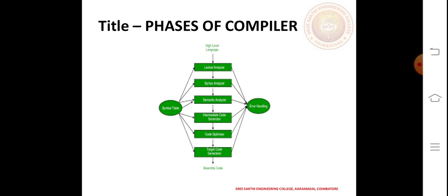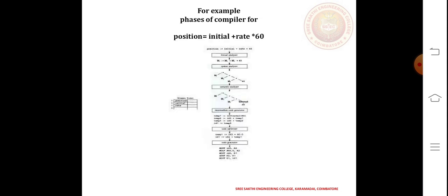The first three phases, that is the lexical analysis phase, the syntax analysis phase, and the semantic analysis phase, are called the analysis phase. And the intermediate code generation phase, the code optimization phase, and the target code generator, all these three phases are the synthesis phase.